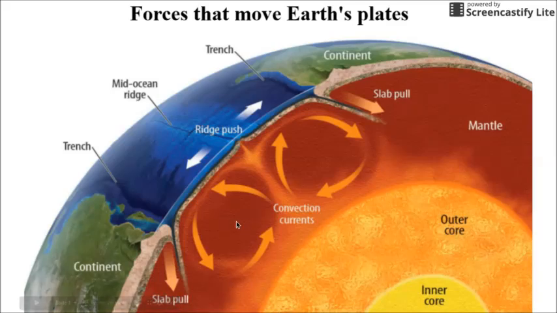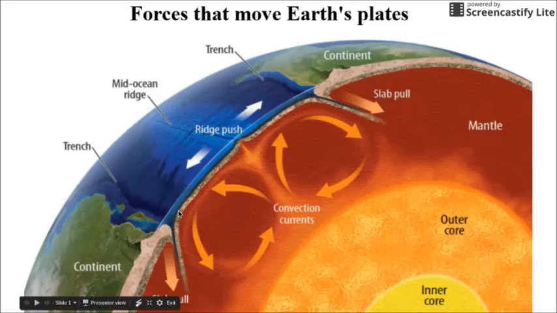Now, along with ridge push, the convection currents underneath in the asthenosphere create basal drag. And that happens because of these convections in the asthenosphere circulating at the top of the convection current here. They drag the plate in the direction the convection current is moving. So on this side, the convection current is going up and it drags the plate in this direction. That's basal drag.